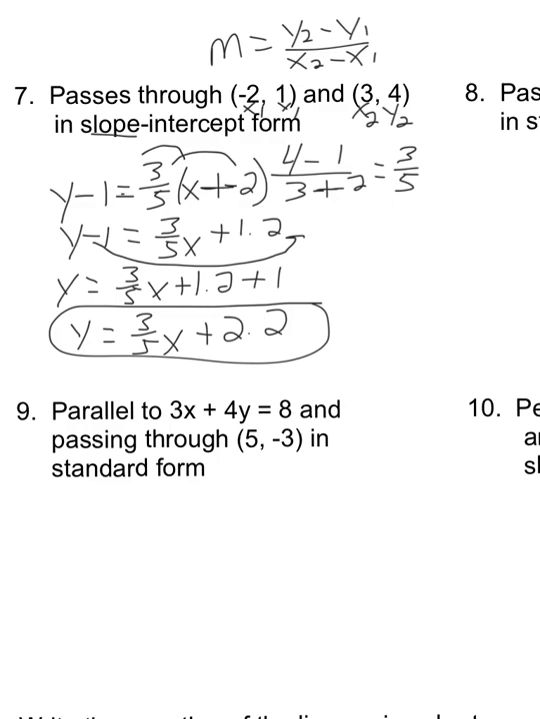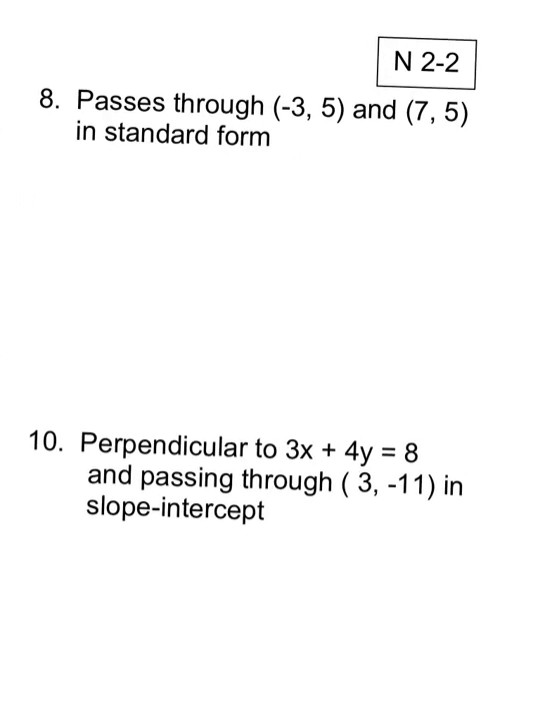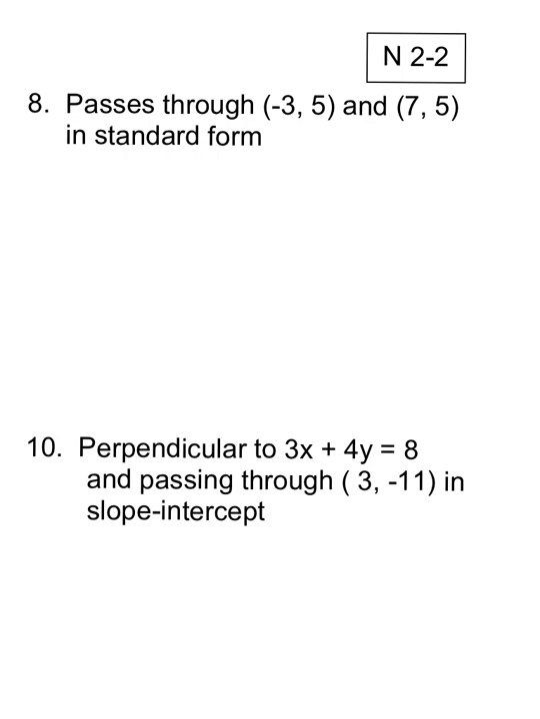Number 8 is exactly the same, except it wants the final answer in standard form. Okay, so here we go. We have to find our slope. So we label it x, y, x, y. These came first. These came second. Okay, y2 is 5 minus y1, which is 5, over x2 is 7, minus x1, which is a -3, makes a positive. 5 minus 5 is 0, over 10, which is 0. Okay, so my slope is 0 on this one.